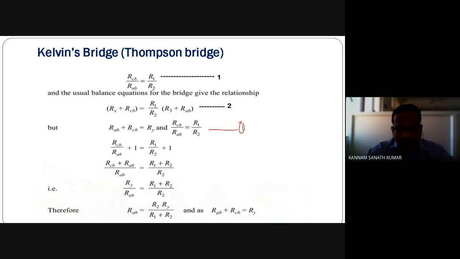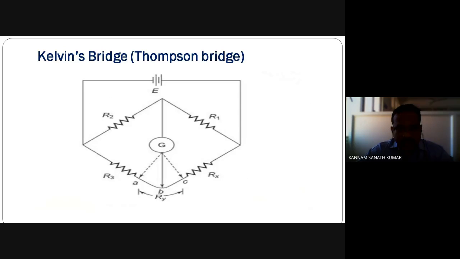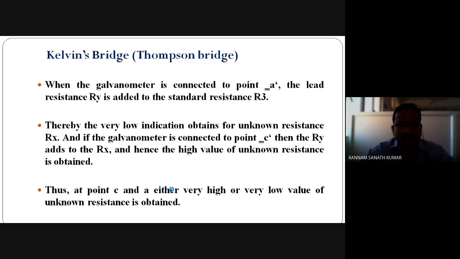Where Ry equals RAB plus RCB, the lead resistance. So this is the expression for RAB in terms of R2 and Ry. Okay, and next you know that RCB equals what? RCB equals the total lead resistance, Ry, minus RAB. So like this you can write.